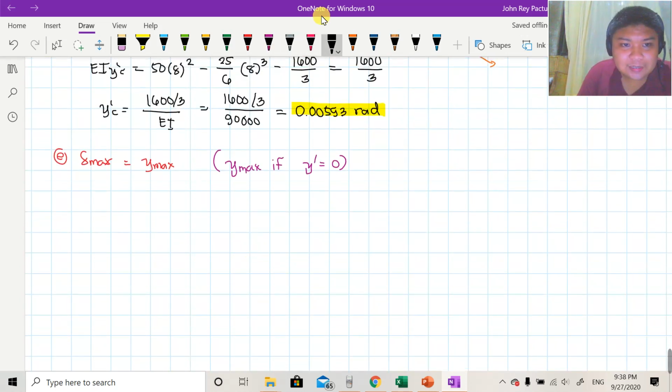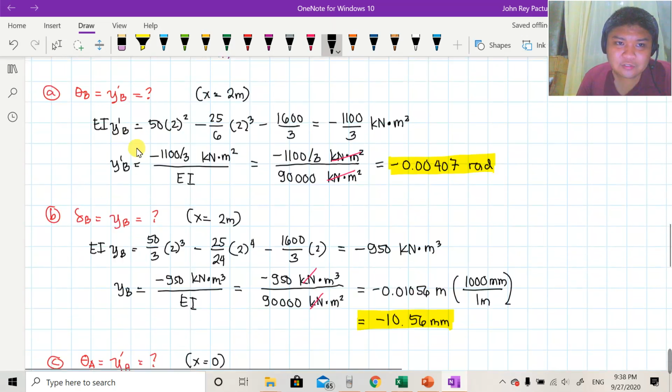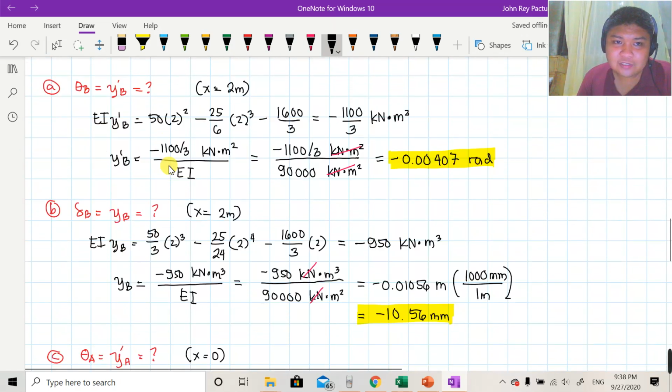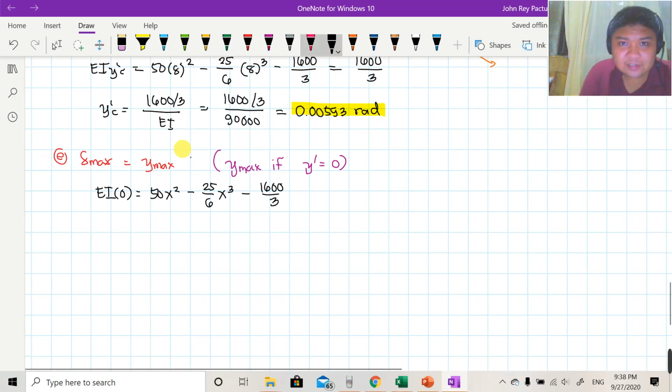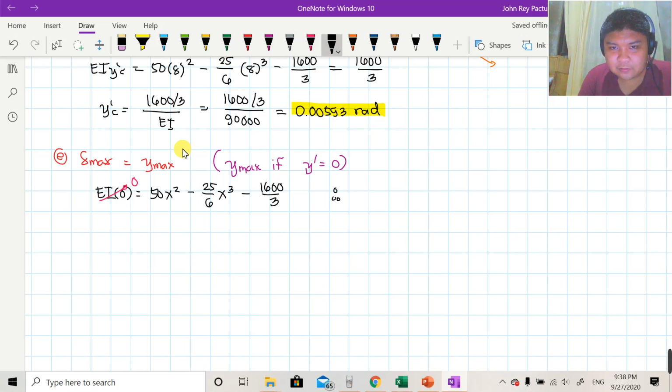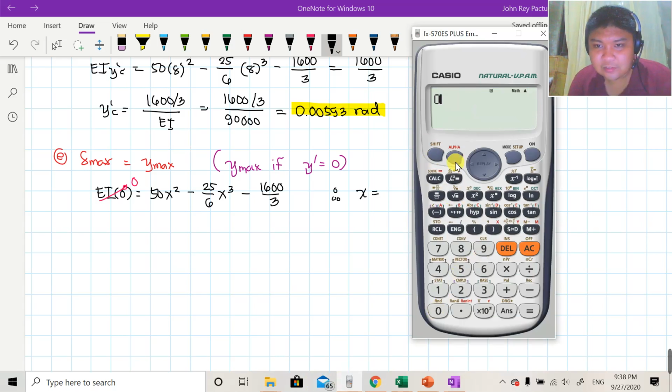And therefore, lagay natin yon as EI y prime equals 0. Again, EI times 0 to dahil automatic yung slope nga natin gagawin nating 0 ngayon. So, this will be equal to 50x squared, diba? Minus 25 over 6 x cube minus 1,600 over 3. And since EI times 0, automatic 0 din lang naman to. So, therefore, ang x natin ay equal sa, bahala na si pareng shift solve dito, diba? Dali lang nito.